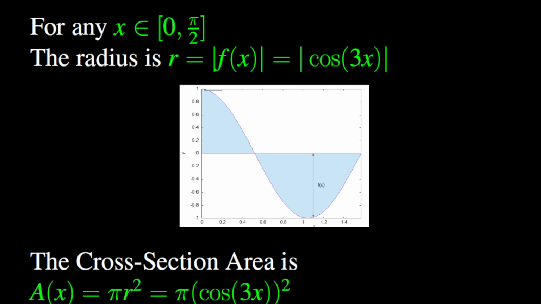The cross-section area of the disk is given by the formula A of x, which equals pi times the square of the radius. In this case, the radius is the absolute value of f of x, which is the absolute value of cosine of 3x.